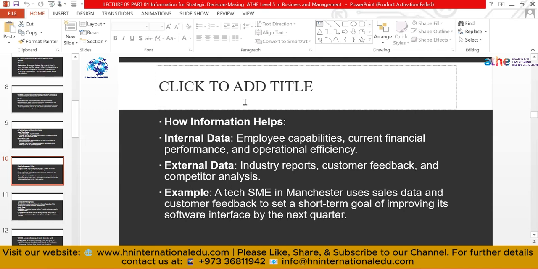However, the external data is industry reports, consumer feedback, and competitor analysis as well. What the industry as a whole is doing, what the feedback from the consumers is, are you working on their complaints or not? And then you're comparing your organization with their complaints. For example, a tech SME in Manchester uses sales data and consumer feedback to set a short-term goal of improving its software interface by the next quarter. Again, it's a goal which definitely takes time, but it is less than a year.